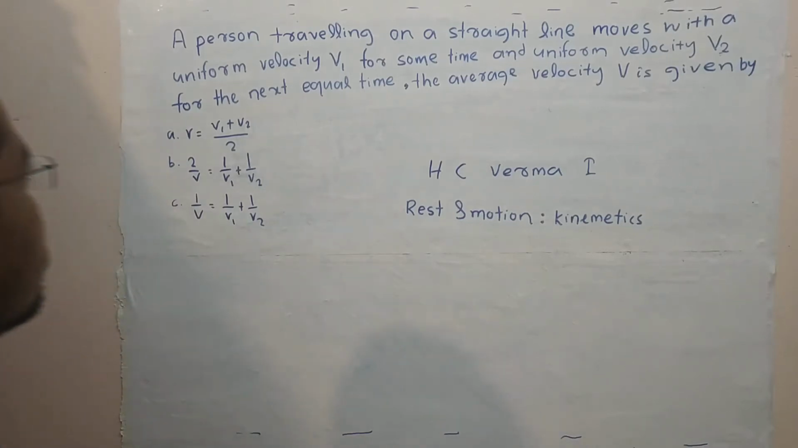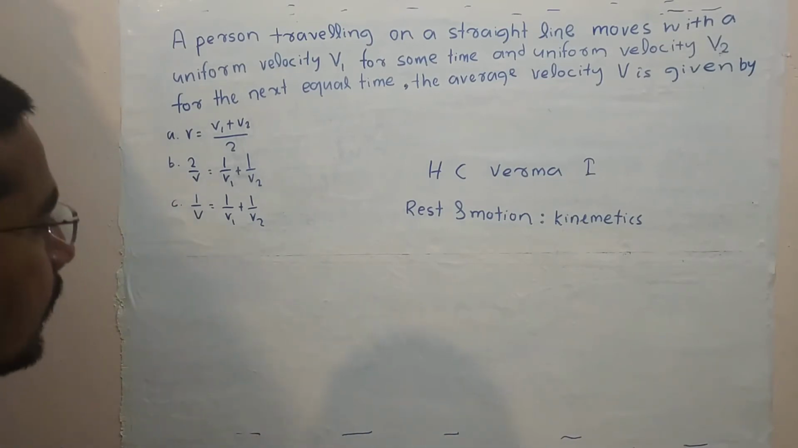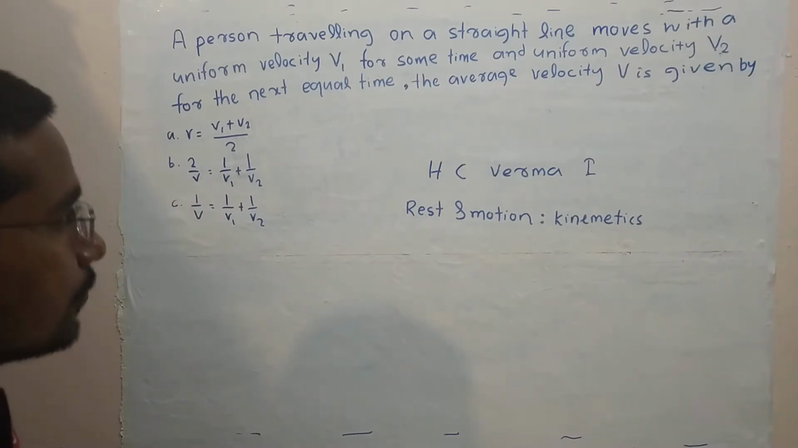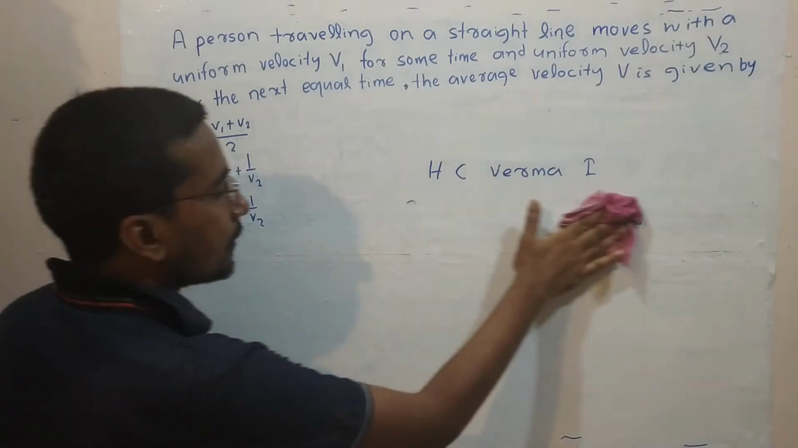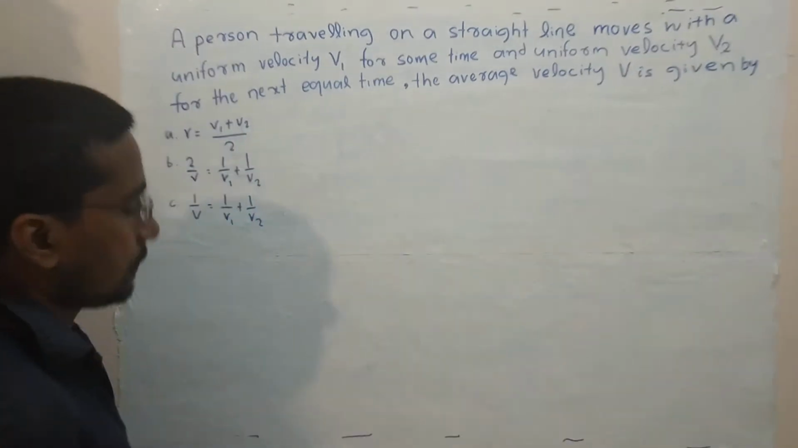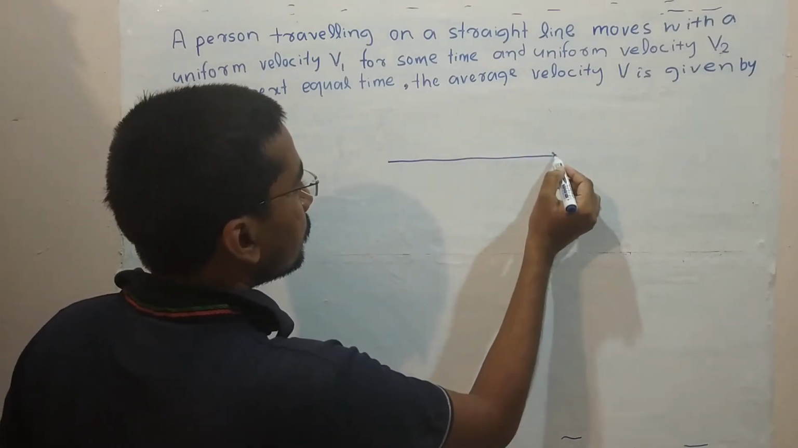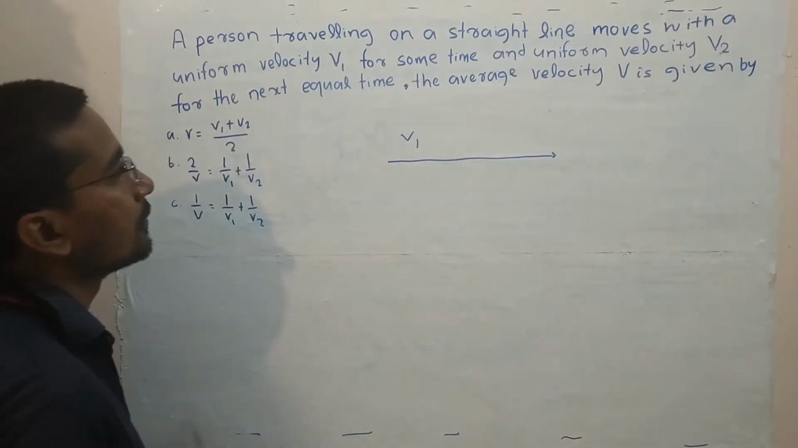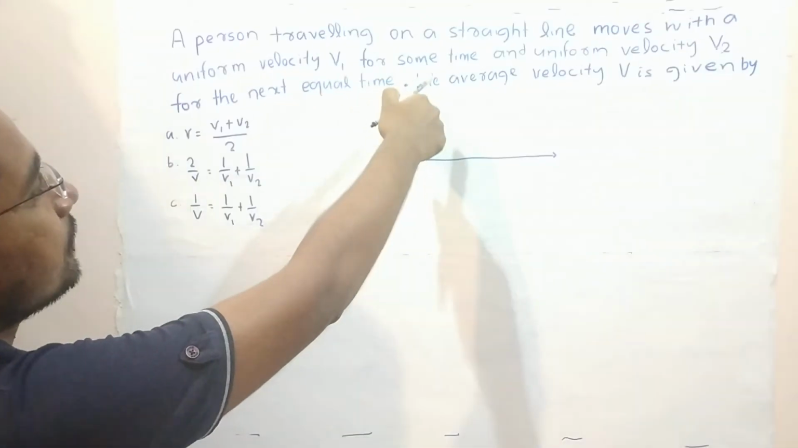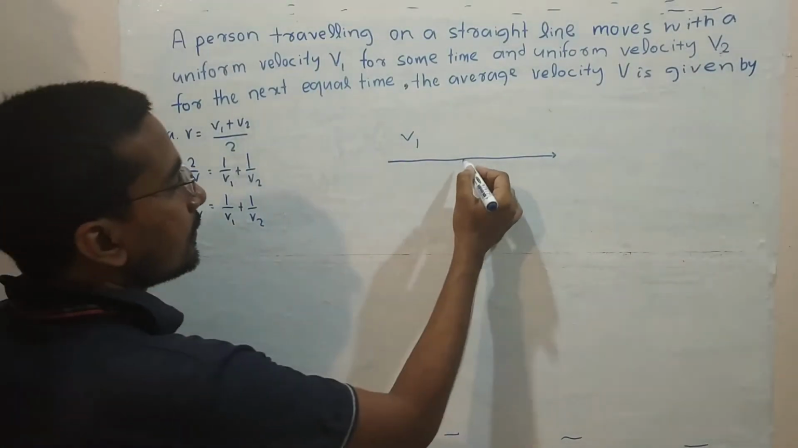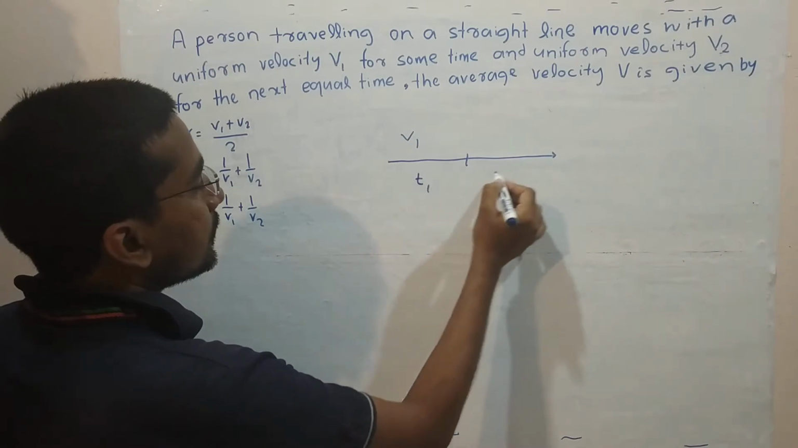Today we will discuss the question from H.C. Verma, Part 1, Rest and Motion: Kinematics. So what is the question? A person traveling on a straight line moves with a uniform velocity v1 for some time and uniform velocity v2 for the next equal time. Means the time is the same, that's t1, t2.